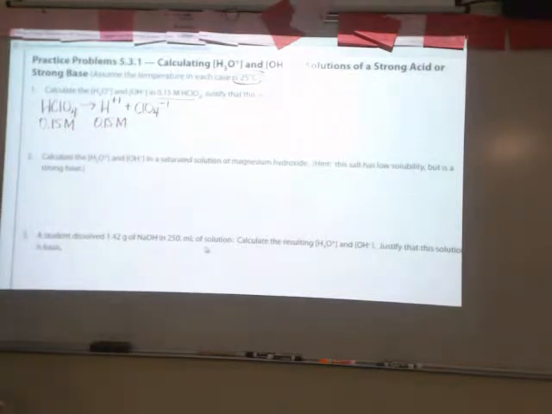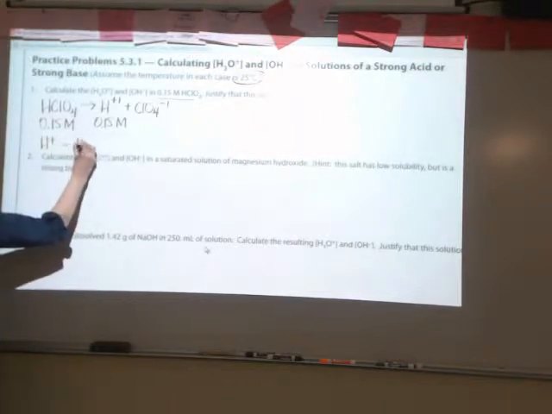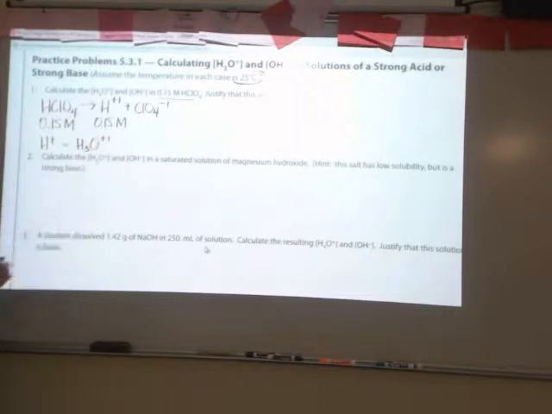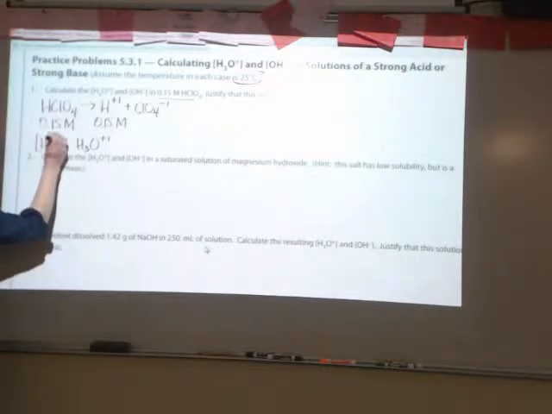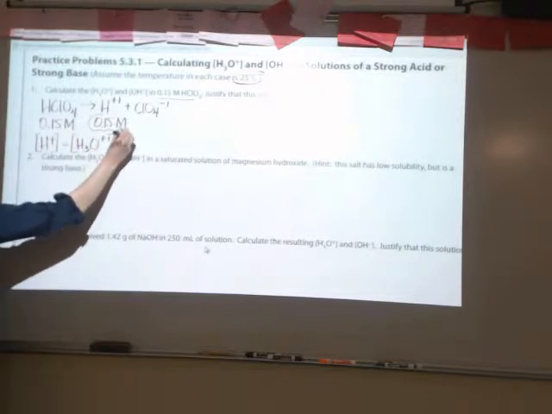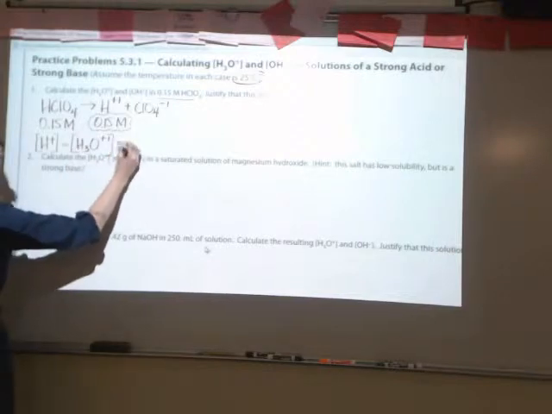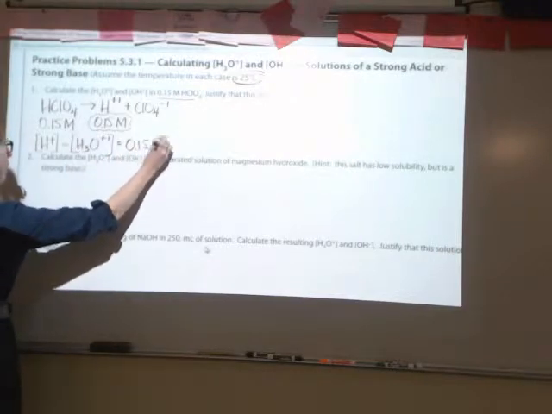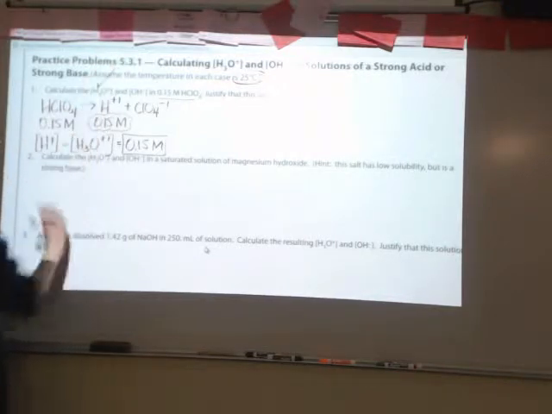Agreed? Aren't hydrogen ions the same thing as hydronium ions? Yeah, because hydrogen ions immediately combine with water to give you this. So this hydrogen ion concentration that we have written here is the same thing as the hydronium ion concentration. So I'm halfway done with my problem, right? Because now we have this done.